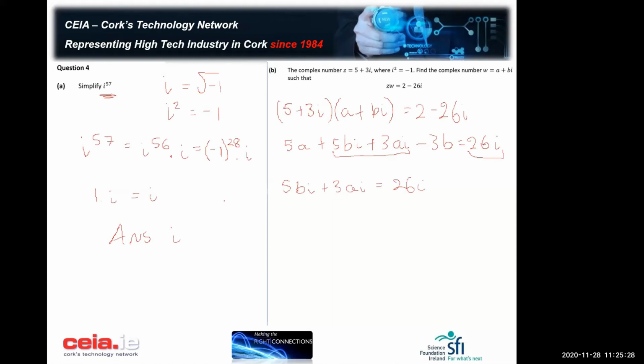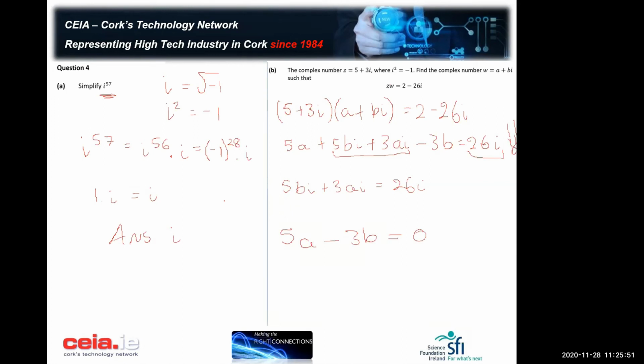And we also know that 5a, which is real, 5a minus 3b is equal to 0, because there's no real number over on this side. It's 0.